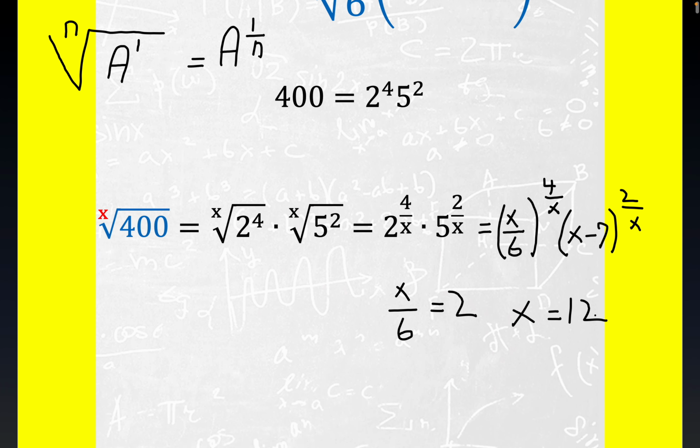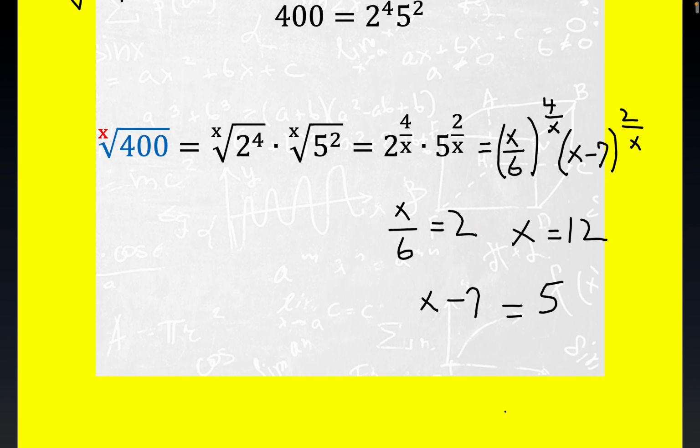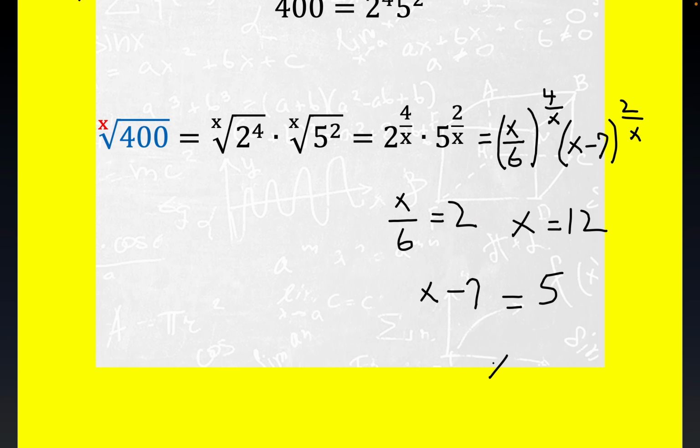Also, if you'd have wanted to, you could have just looked here at 5. You could have equated x minus 7. This x minus 7 right here matches up with this 5. And so we also get x equals 12, which is nice to see is consistent. And you can check it in the other spots too. But anyway, that's the solution to this question, folks.